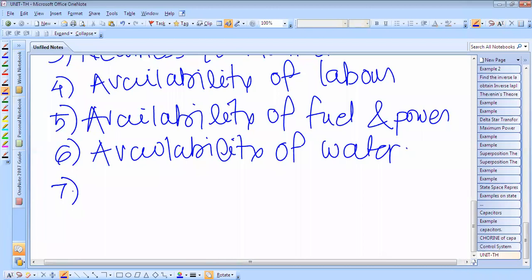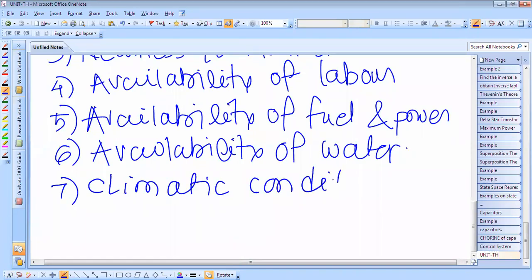Next point is the climate condition. Climatic conditions. With the development in the field of heating, ventilating and air conditioning, the climate of the region does not present much problem. Of course, the control of climate needs money.